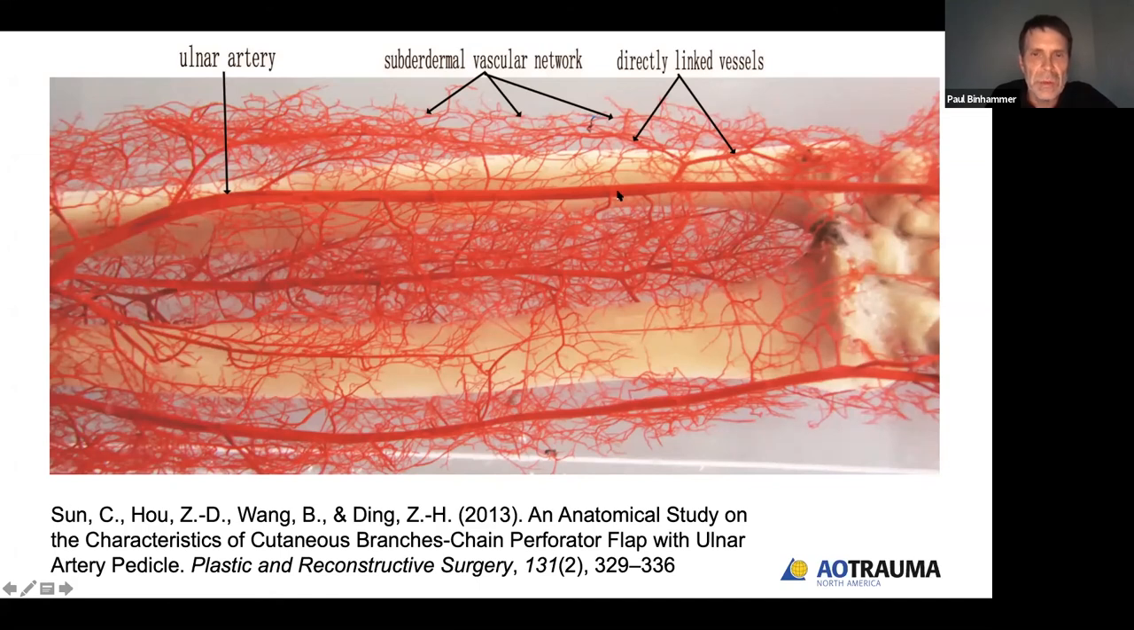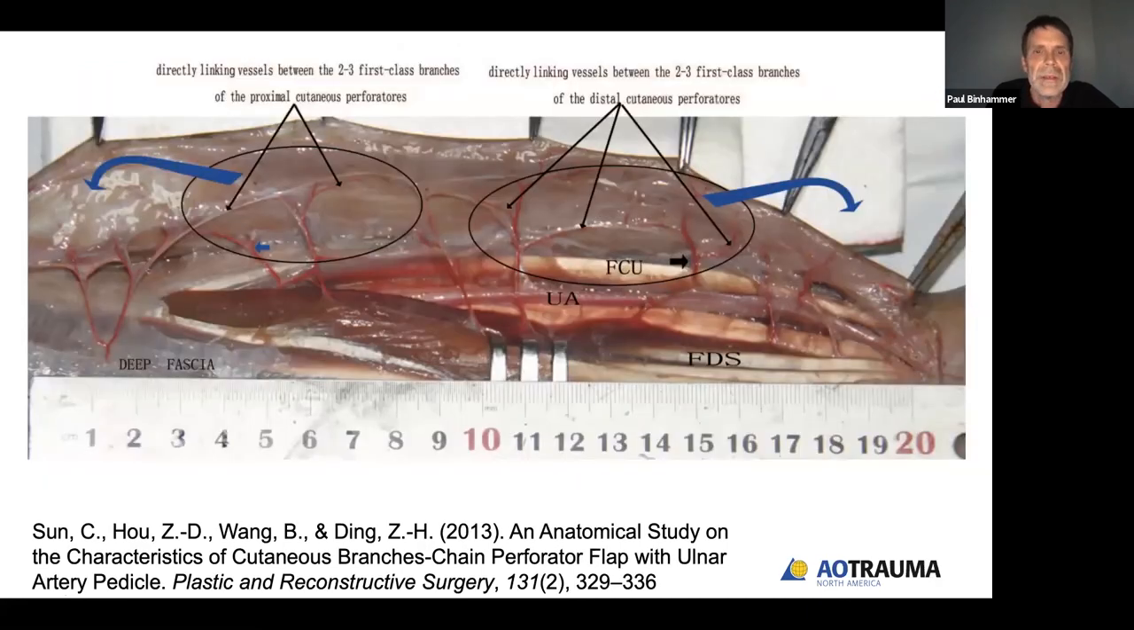And there's a whole plexus of vessels, including branches coming off and leaving the ulnar artery and the radial artery. And you can see interconnections between those branches of the ulnar artery. And you can see the subdermal vascular network, and connections between the two of them. So the vascular anatomy is a little more prolific and complex.